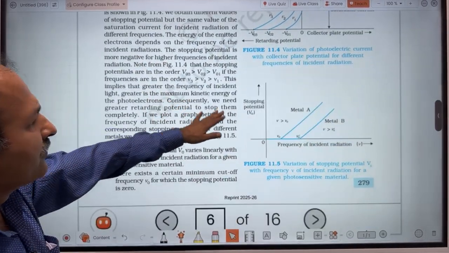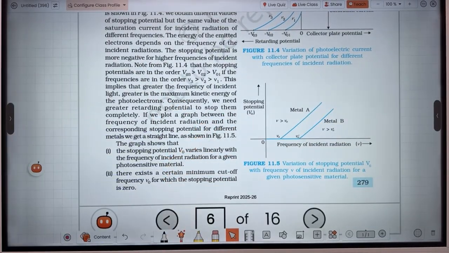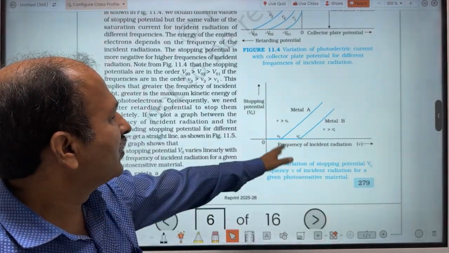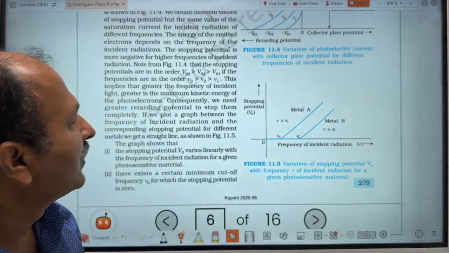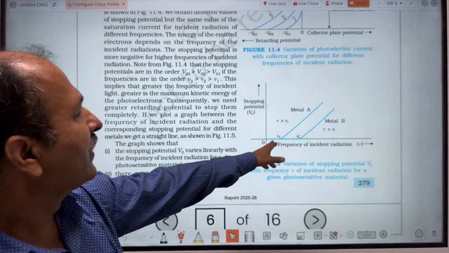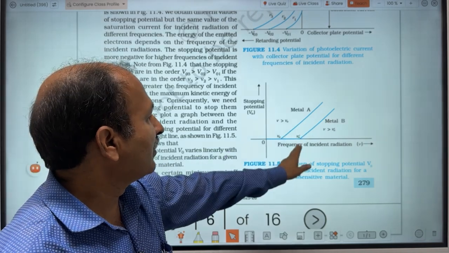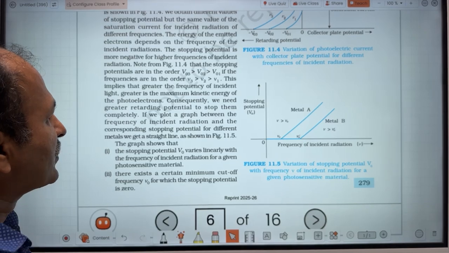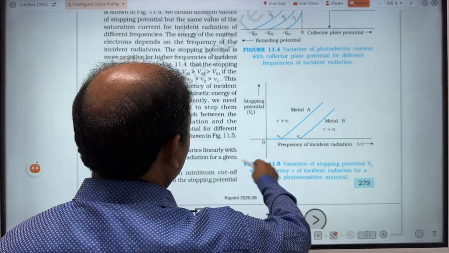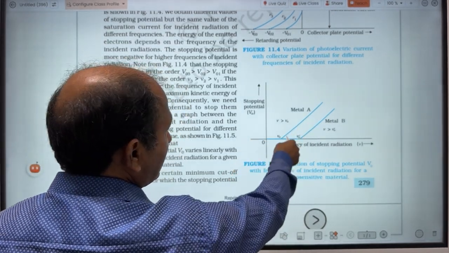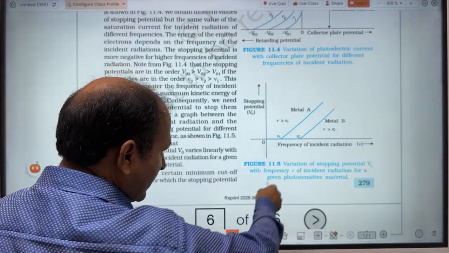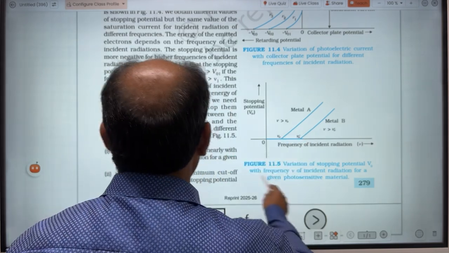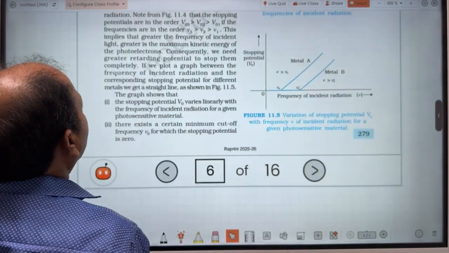Then comes the graph plotted between the frequency of incident radiation and the stopping potential. What do you observe? Here are metal A and metal B. In the case of metal A, this is the threshold frequency nu 0. For metal B, the threshold frequency is more. So this graph is very clear. Stopping potential will also vary further. Here the frequency is less, so its stopping potential will be less. If you extend it, extrapolate it, you will find the stopping potential corresponding to metal B will be larger, right? So here the same thing is shown.